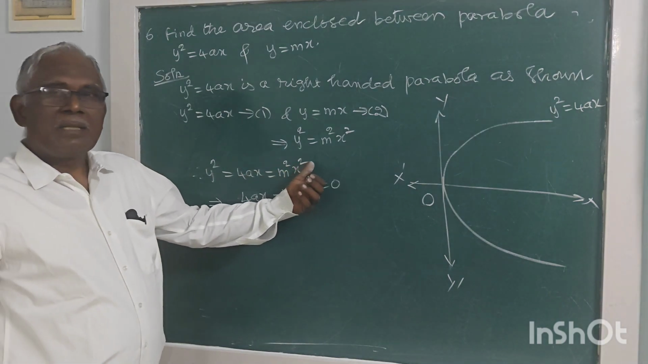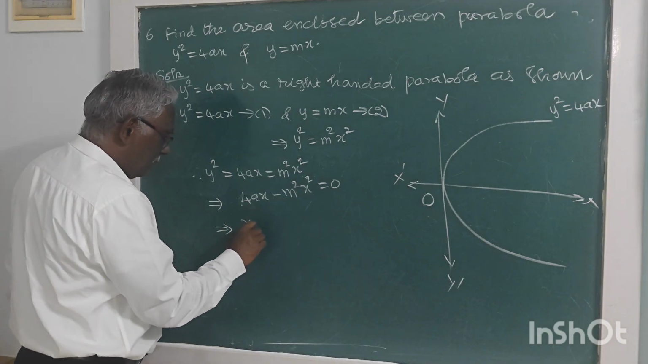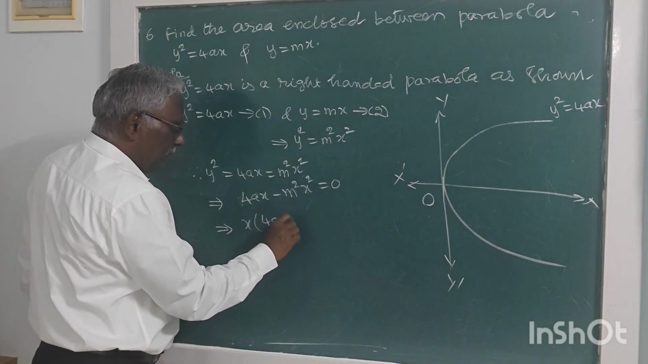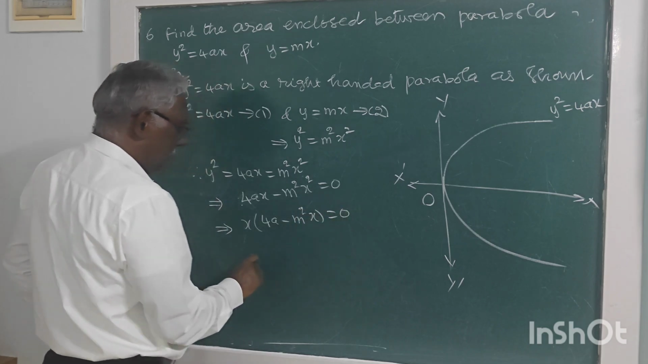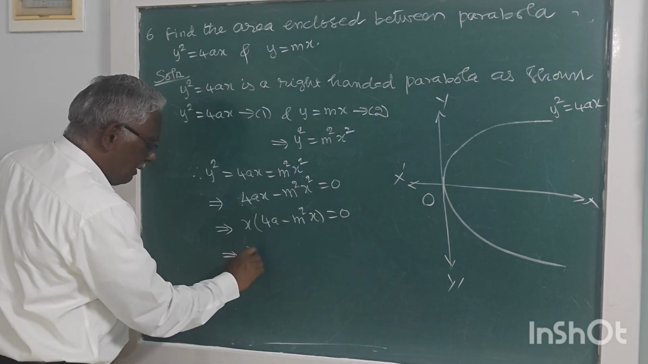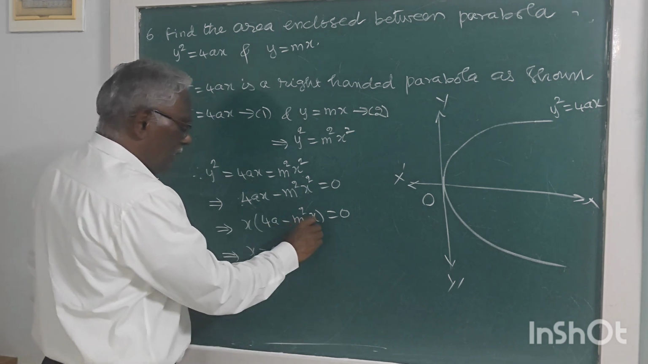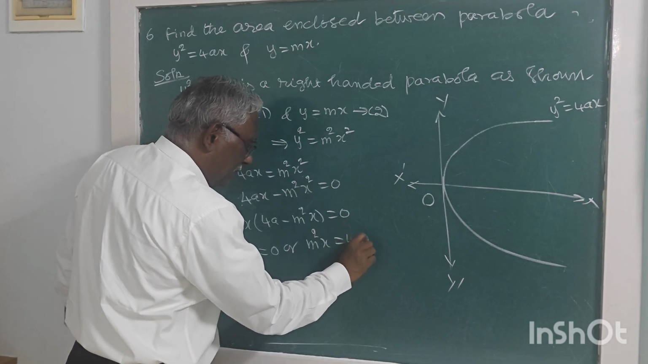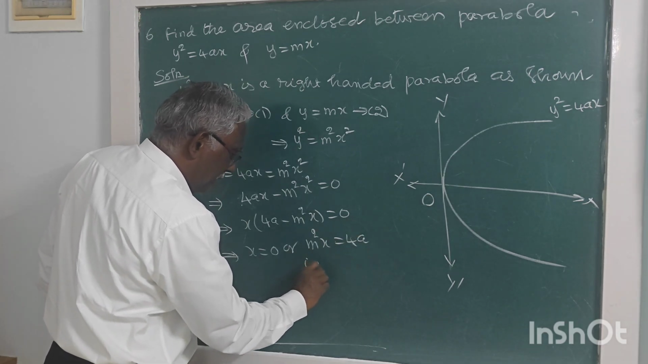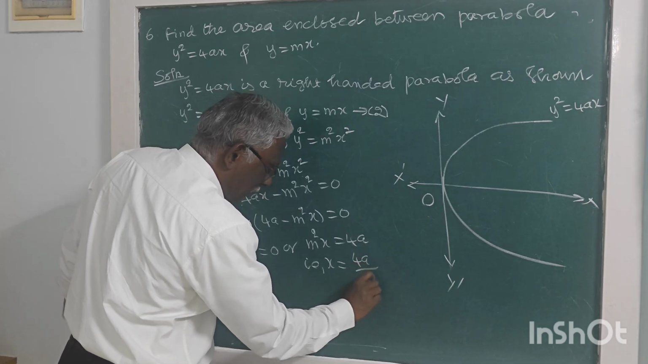Here we should not cancel the variable x. So take x outside. x times (4a minus m square x) is equal to 0. So this gives the value of x is 0 or m square x is equal to 4a, that is x is equal to 4a by m square.